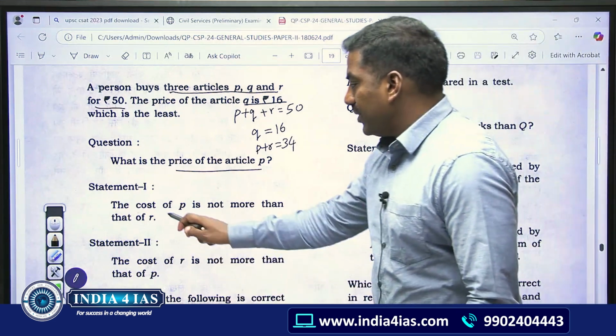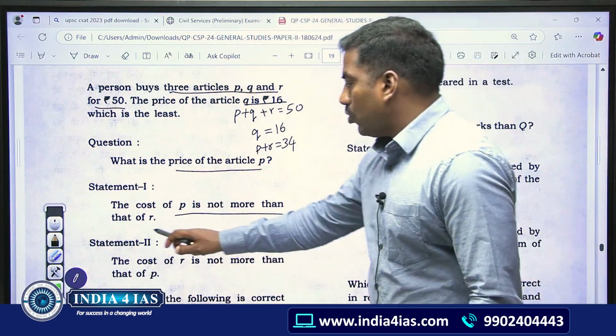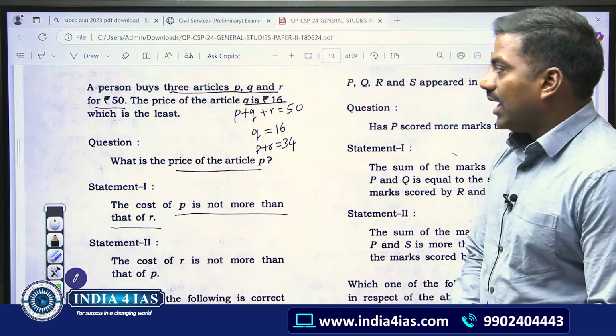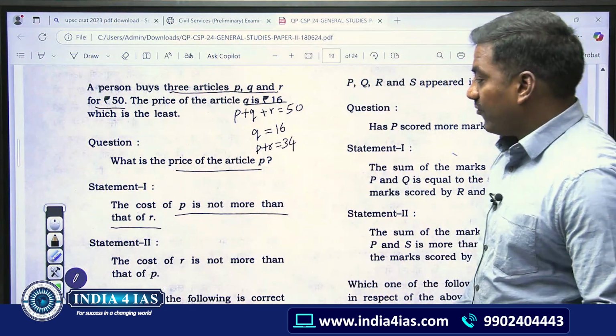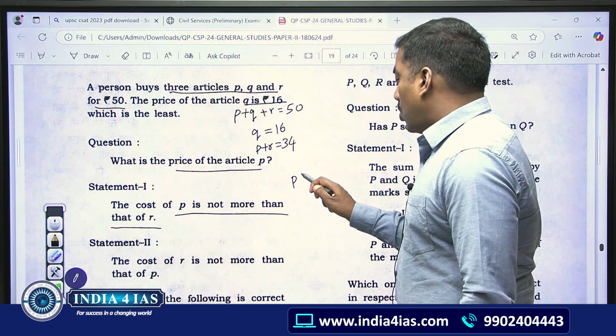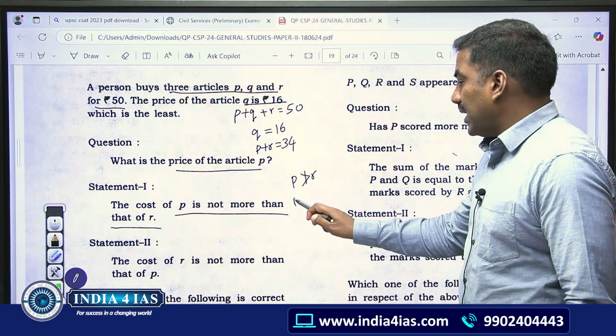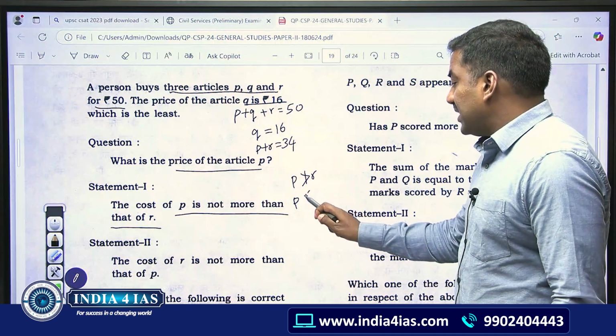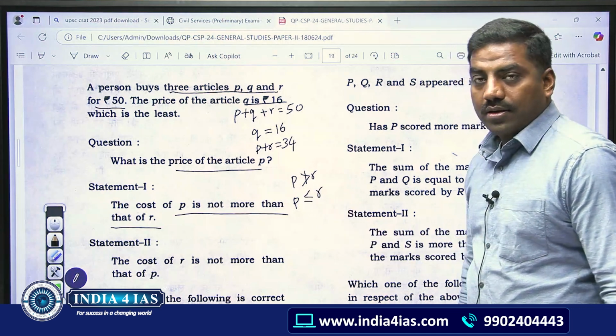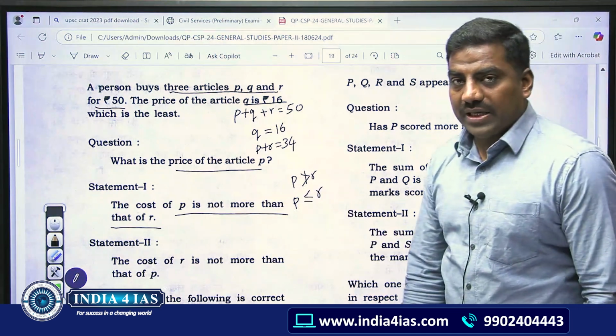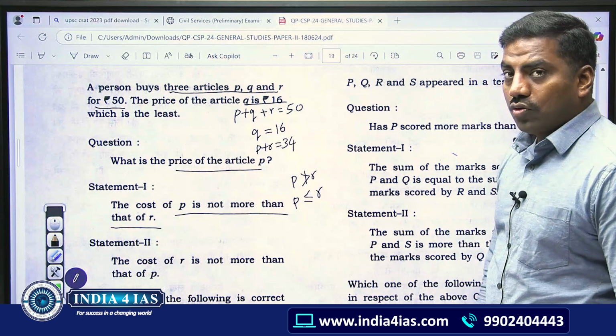Now look at the statement. The cost of P is not more than the cost of R. In this case, P has to be less than or equal to R. So P should not be more than R, which means P should be lesser than or equal to R.